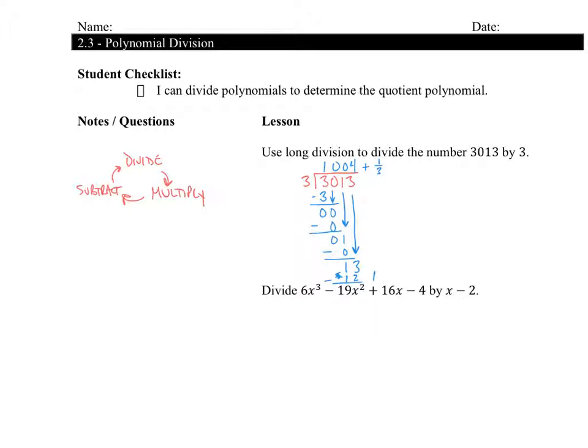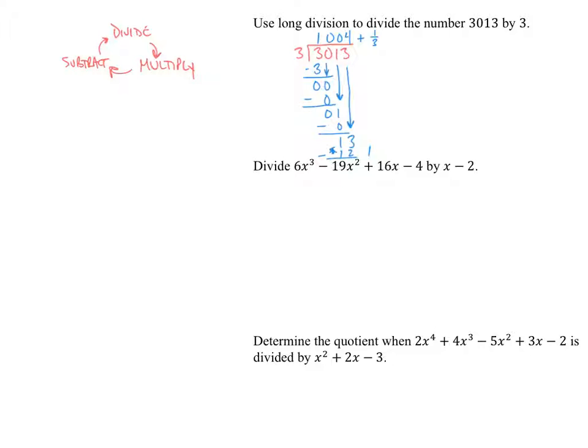So we're going to apply that same exact process to dividing 6x cubed minus 19x squared plus 16x minus 4 by x minus 2. So again, same thing. 6x cubed minus 19x squared goes under the division bar, and we're dividing by x minus 2. And the first thing we want to do is figure out how many times does x go into 6x cubed? So in other words, what is 6x cubed divided by x? And the answer to that is 6x squared.